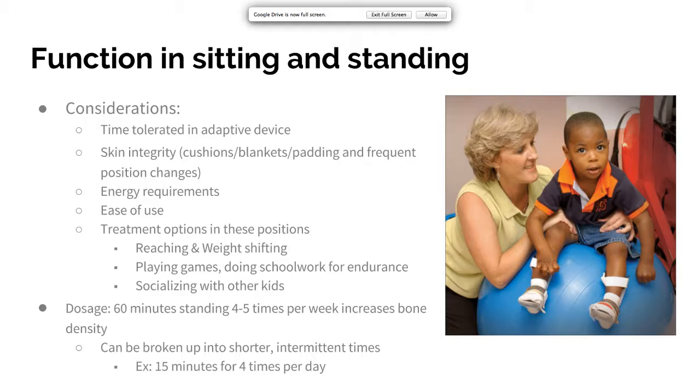You might be wondering how long we should have the children be in these sitting and standing positions. Research shows that 60 minutes of standing each day for a child with cerebral palsy increases bone density. If the child is unable to tolerate a whole 60 minutes, you can break up the time they spend in sitting or standing into shorter increments, such as 15 minutes 4 times throughout the day.